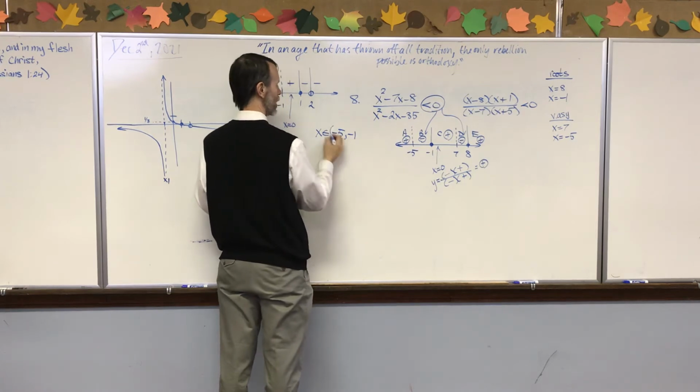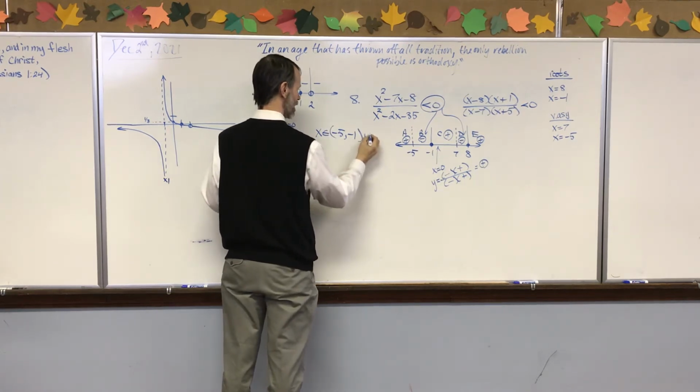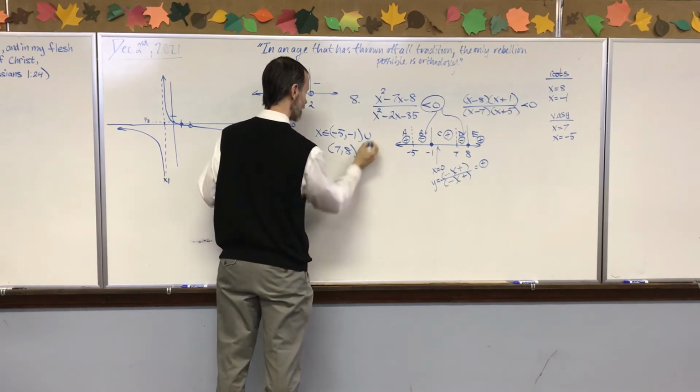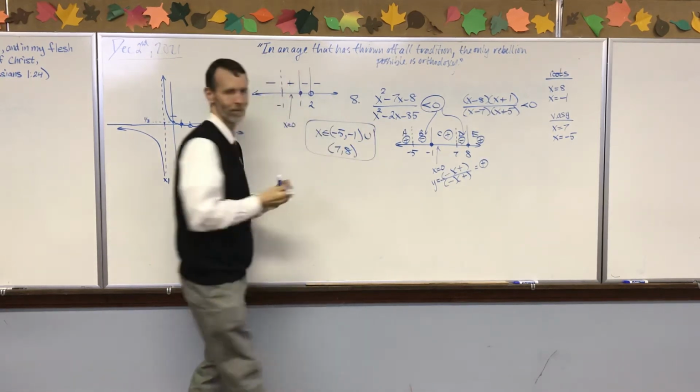What do you have? Round brackets, and 7 to 8, in union. From 7 to 8. And that's it. Does that make sense?